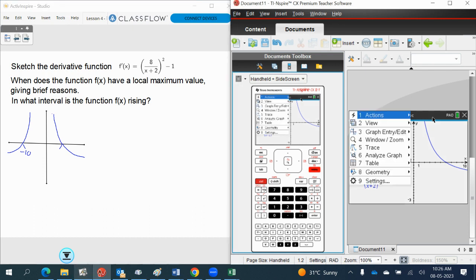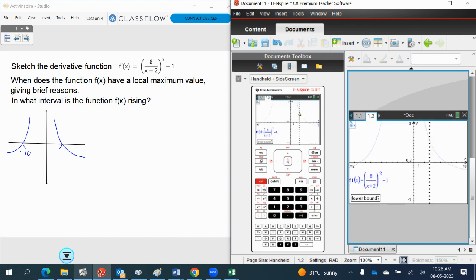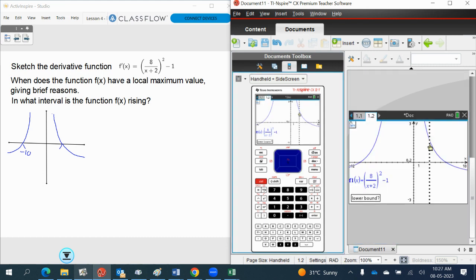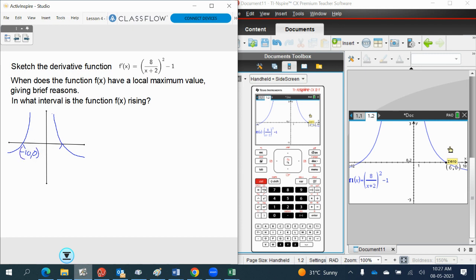Let me just do menu, analyze graph, zero, scroll either side, lower bound there, upper bound here at 6. So this one is at minus 10, 0, and 6, 0. So this is sufficient for y equals f dash of x. The x-axis, that's the y-axis. We've got our sketch drawn.